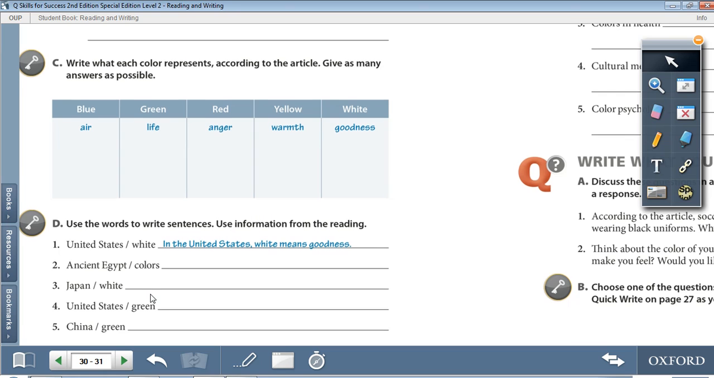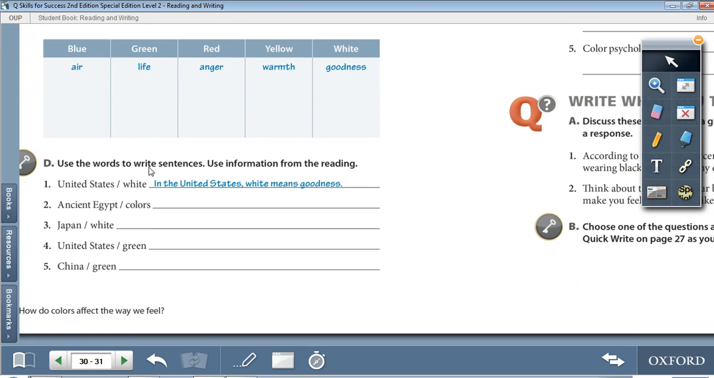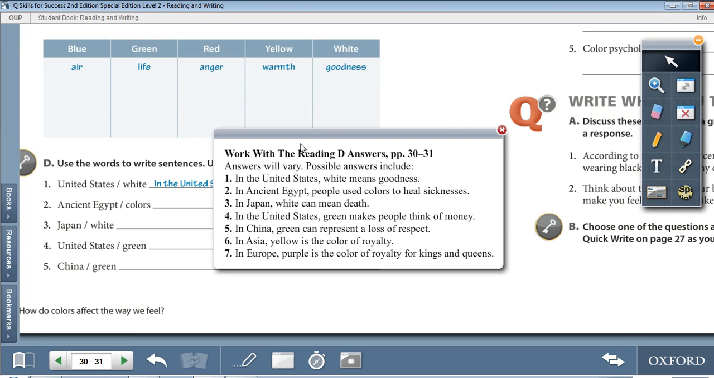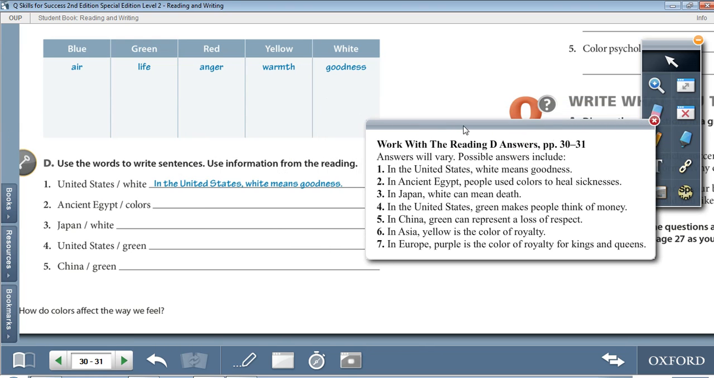Moving on to activity D. Use the words to write sentences. Use information from the reading. You can follow the example. Number 1, United States, white. The sentence is, in the United States, white means goodness.